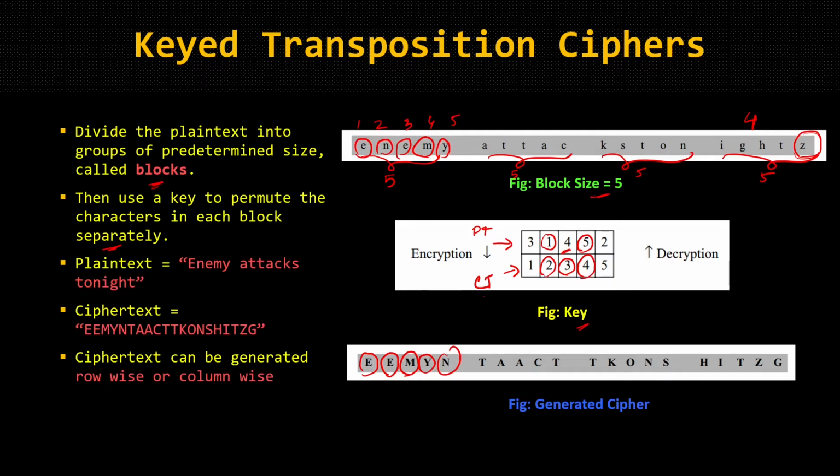So the generated ciphertext is done here, and we have generated this by taking it row wise. So this ciphertext can be generated either row wise or column wise. For now we have seen the ciphertext generated row wise. In the example that we'll see now, we will see how the encryption and decryption process is done, and how the ciphertext is also generated column wise. It is not mandatory that the ciphertext is always generated row wise or column wise. You can use any approach you want.